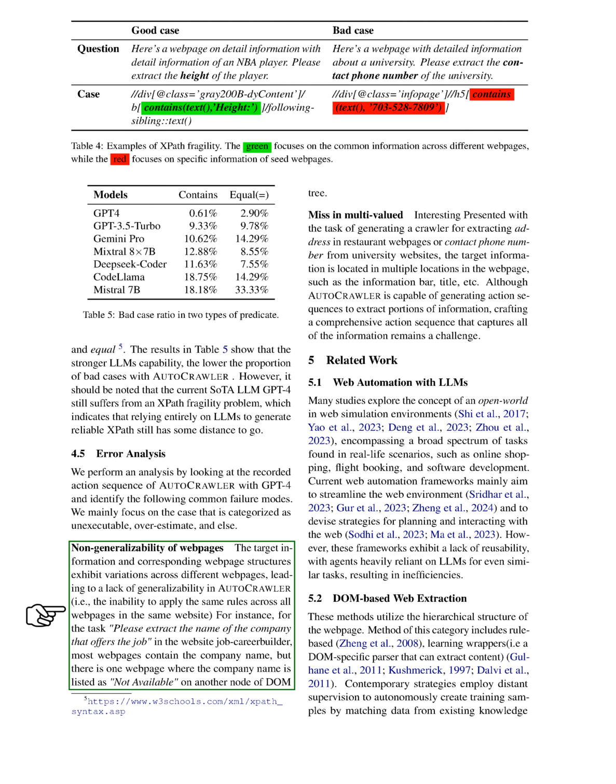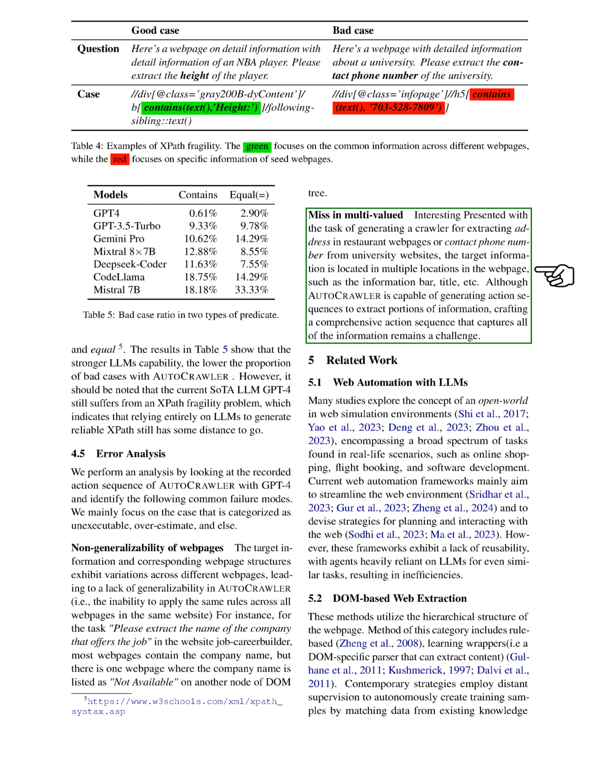One challenge we encountered is the lack of generalizability in AUTOCRAWLER due to variations in target information and web page structures across different web pages within the same website. For example, extracting the company name from job listings on a website like Job Career Builder can be tricky when one web page lists the company name differently. Another difficulty arises when dealing with multi-valued information extraction tasks, like extracting addresses from restaurant web pages or contact phone numbers from university websites. While AUTOCRAWLER can generate action sequences to extract parts of the information, creating a comprehensive sequence that captures all the necessary details remains a hurdle.